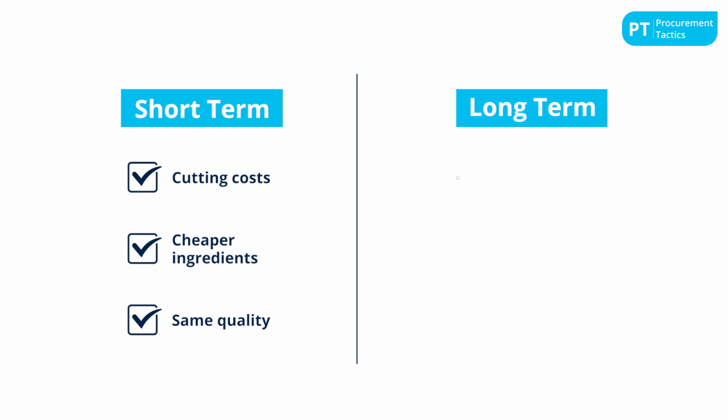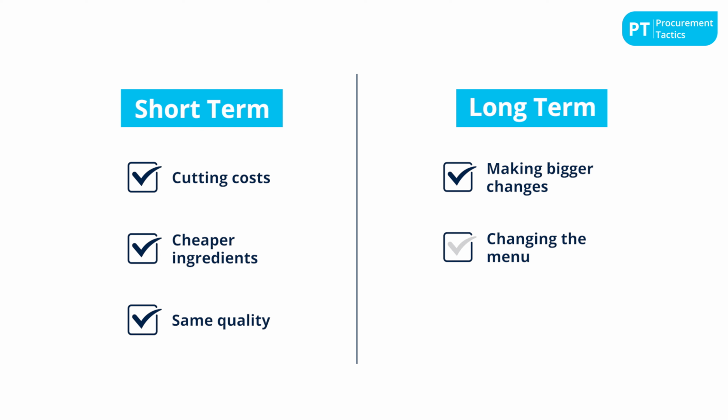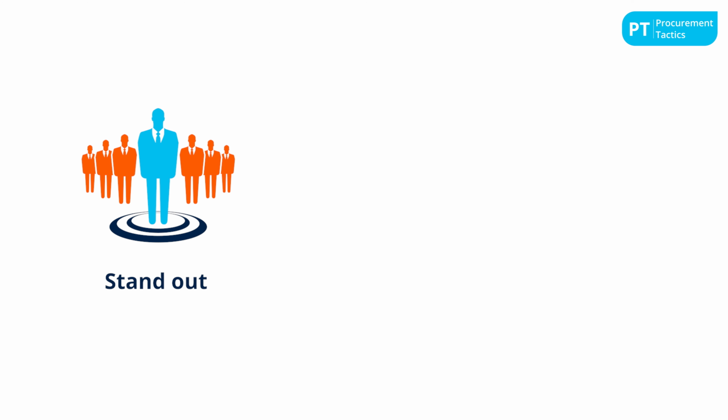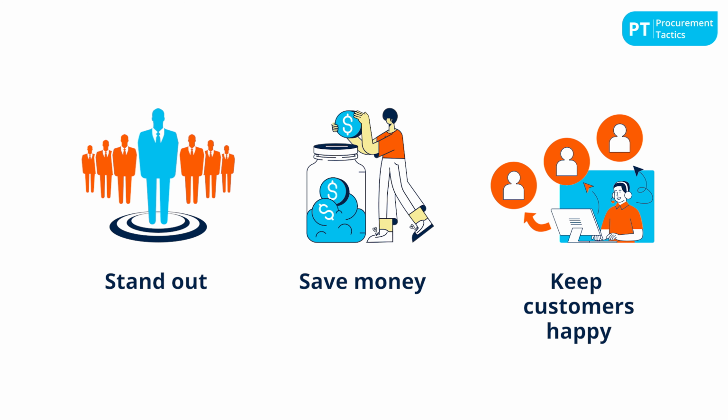In the long term, it's about making bigger changes to keep customers coming back and attract new ones. This could mean changing the menu to make meals that are more popular, or finding better ways to cook food faster without losing quality. VCA could help the restaurant decide what's important to do themselves and what they can get others to do, like maybe buying desserts from a local bakery instead of making them in-house. It's all about making the restaurant stand out, saving money and keeping customers happy.